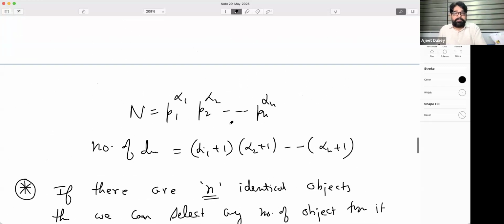Similarly, I gave this formula to you. There are alpha 1 times P1, alpha 2 times P2, alpha 3 times P3, up to alpha n times Pn. Whatever number of ways you select is a divisor, so this many divisors will be there. Is it clear to everybody?